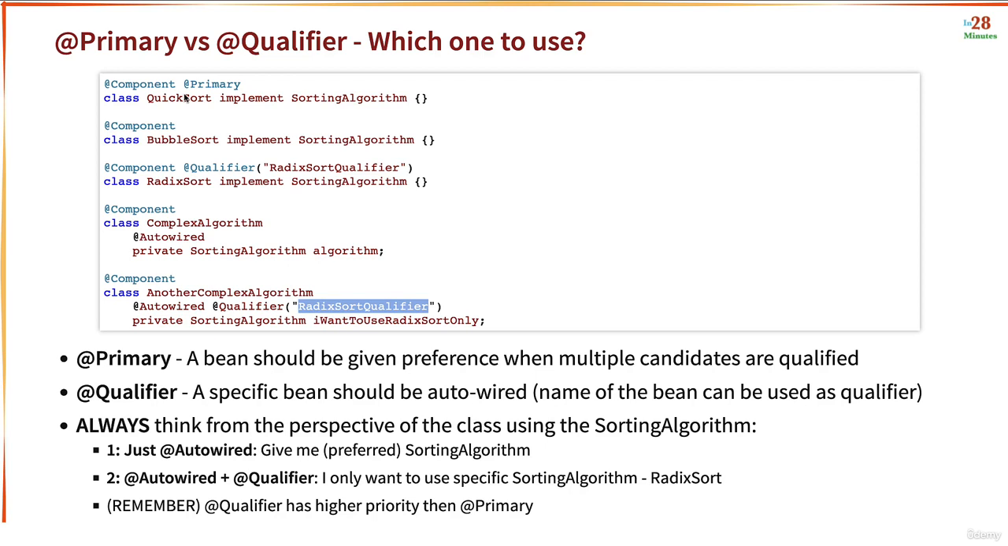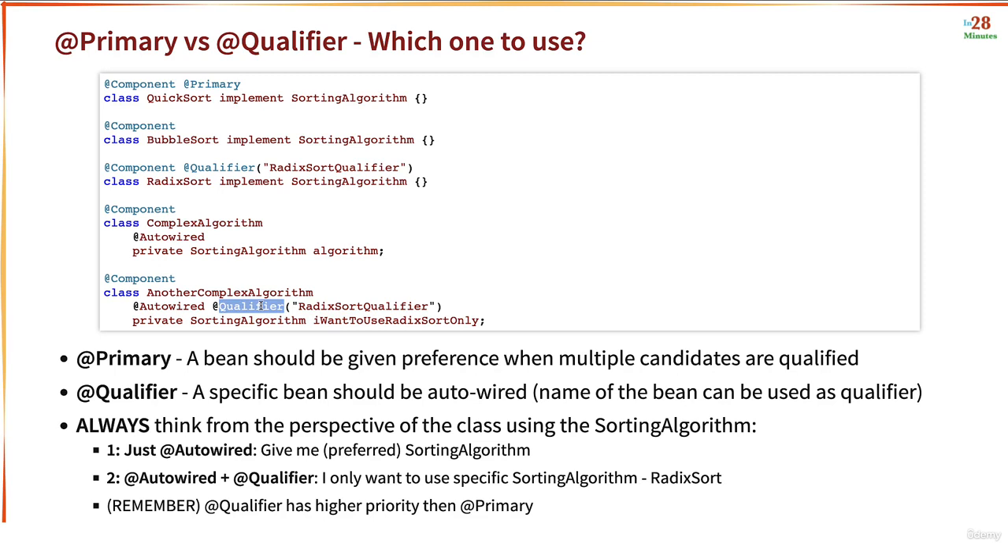So in summary, whenever you're deciding between @Primary and @Qualifier, always think from the perspective of the class which uses the dependency. So think from the perspective of ComplexAlgorithm or AnotherComplexAlgorithm. If it's okay to use any of the sorting algorithms, then go ahead and use just @Autowired. If you want to use a specific sorting algorithm, go ahead and use @Qualifier.